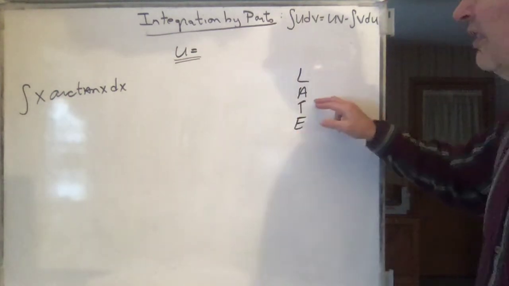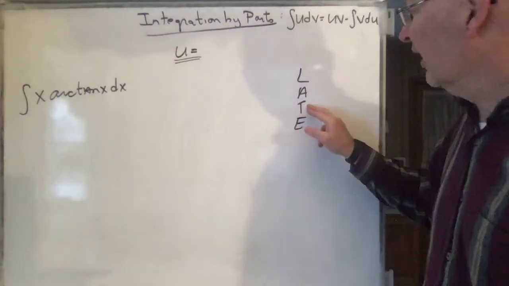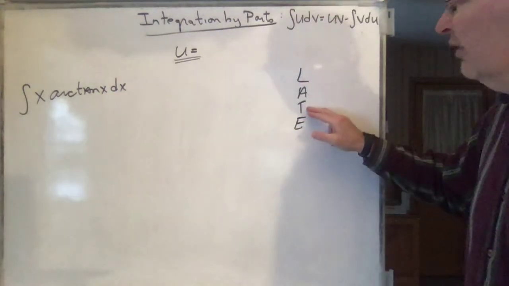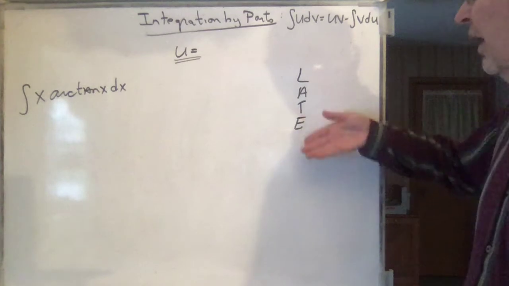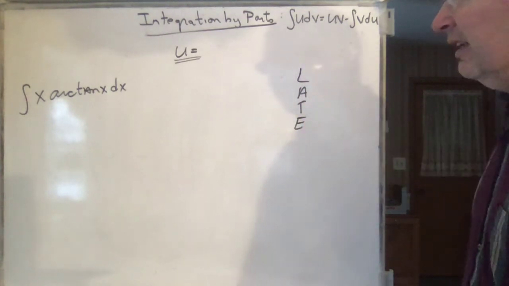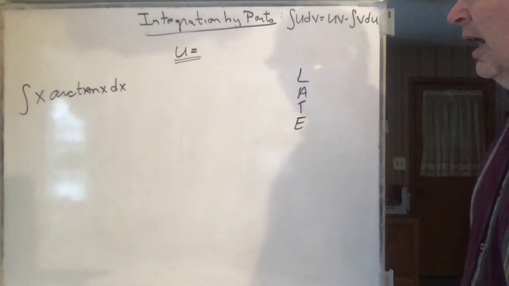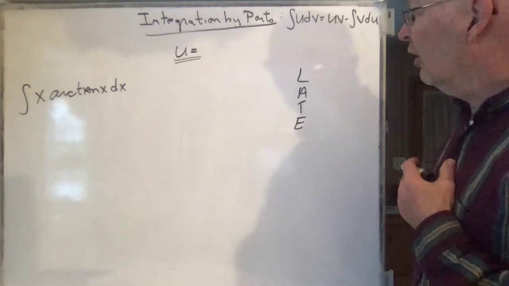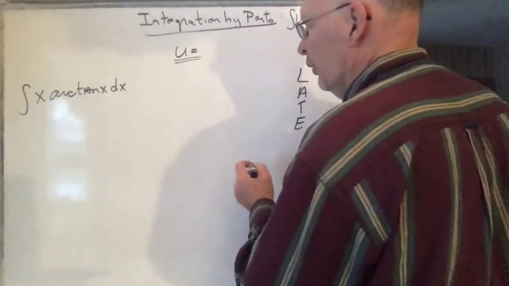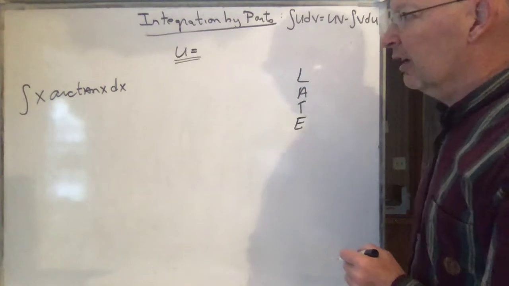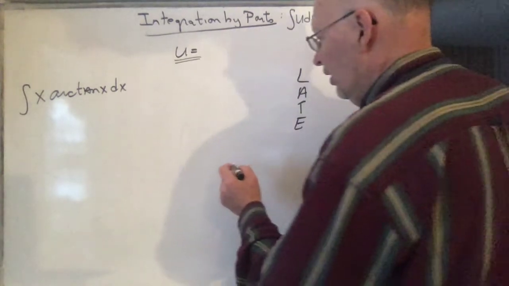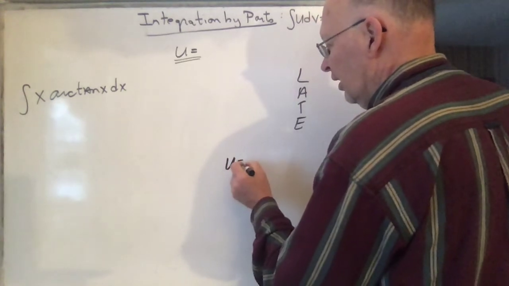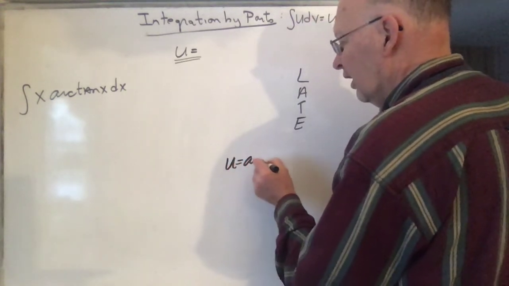You might be tempted to say that this is a trig function, but it's not. It's an inverse trig function. So this isn't absorbed by that. The word LATE doesn't apply to it. However, if you just put any thought into it at all, you realize you don't have any choice. We don't know what the antiderivative of the arctan is. We do know what the derivative is, so that's really our only choice. So we can let u be equal to the arctan of x.